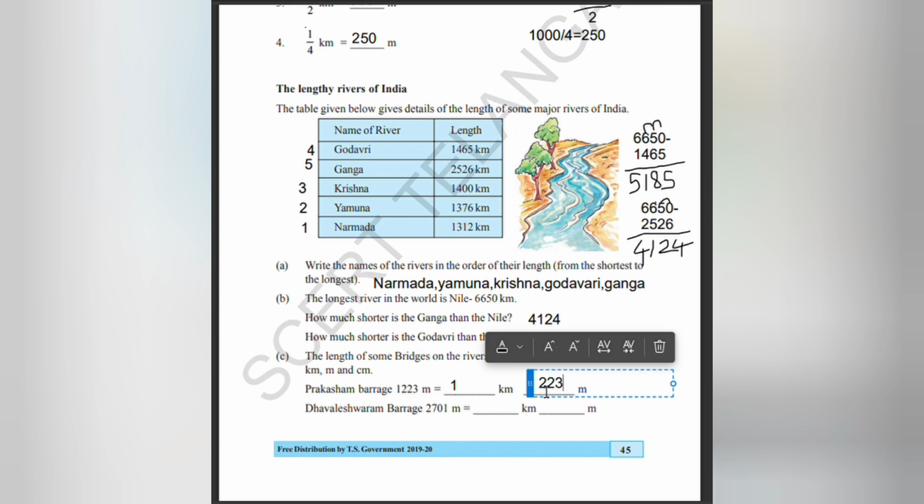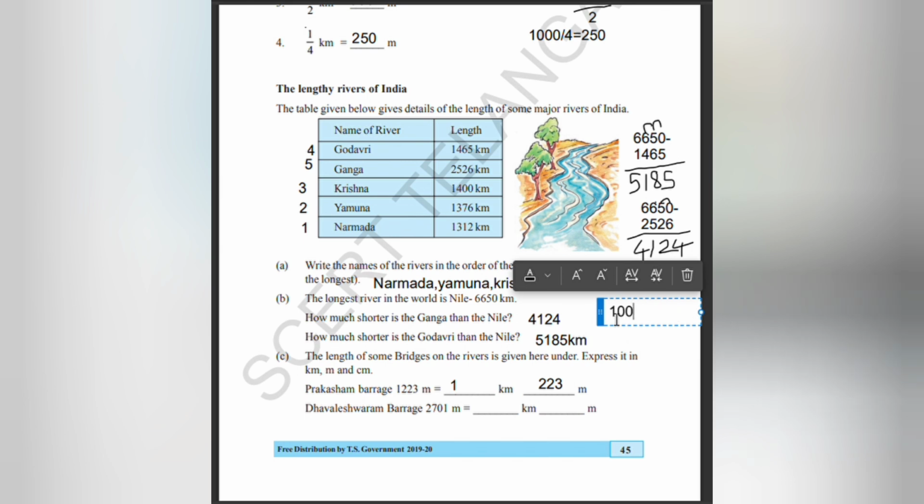We know that 1 kilometer is equal to 1000 meters. So this much meters, I will write here. 1000 meters is equal to 1 kilometer. So therefore 1223 meters is equal to 1 kilometer, 223 meters. In the same way, you have to do this also.